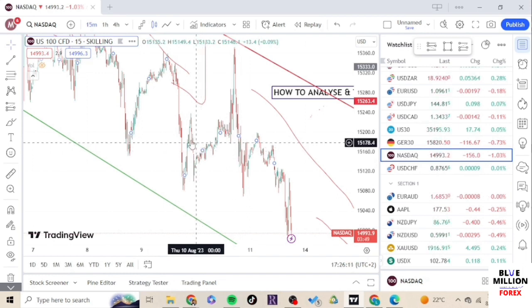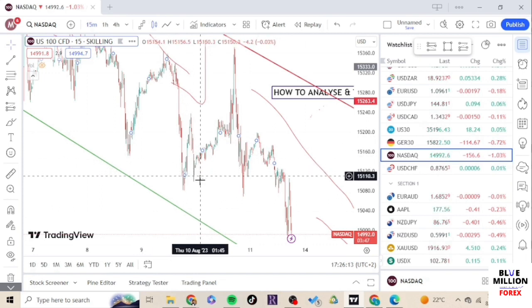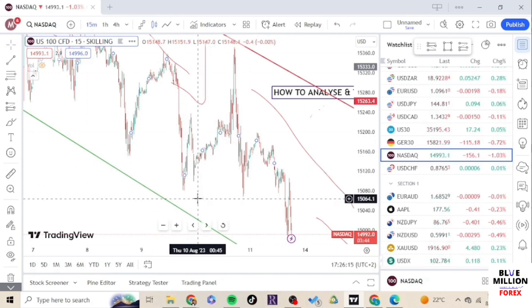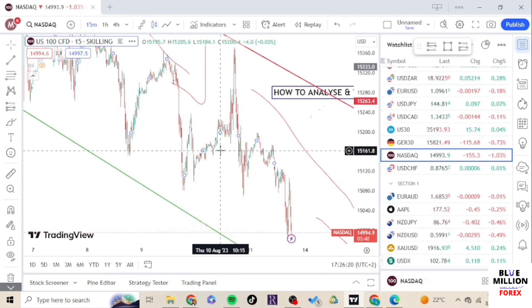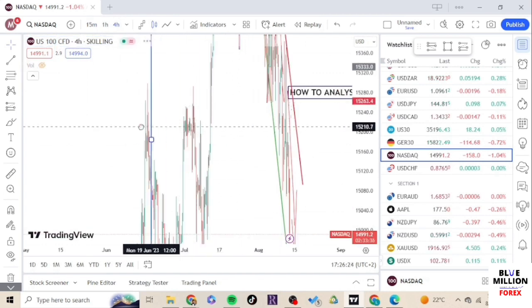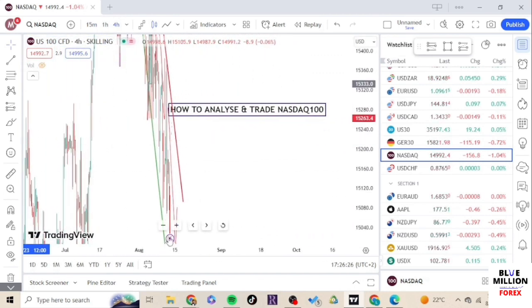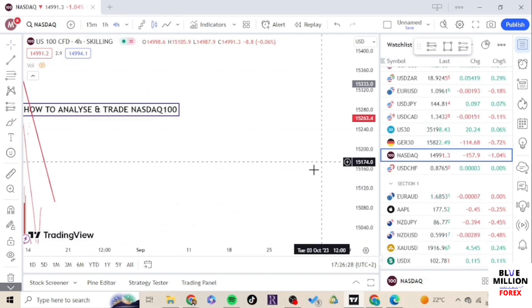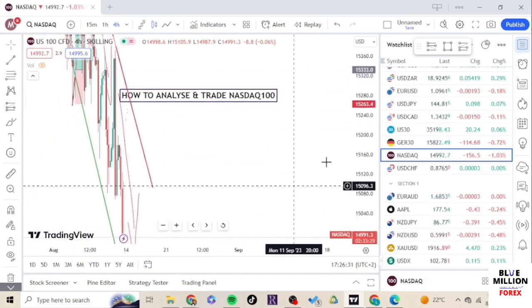Another thing is data analysis and tools. With historical data, you need to analyze price. What we did on the 4-hour right here, this is what you call analyzing price. This is analyzing historical data to predict future movements. That's one of the things you should always focus on whenever you are trading NASDAQ.